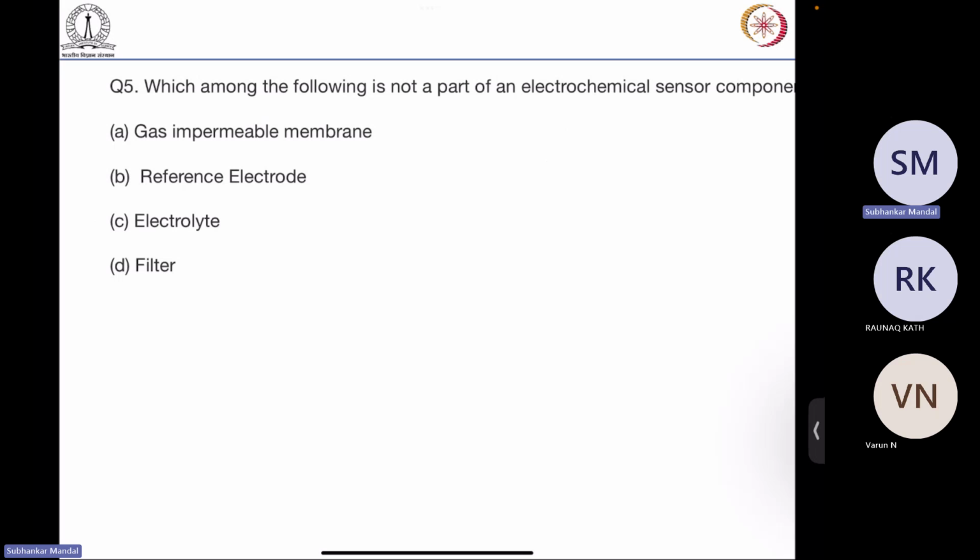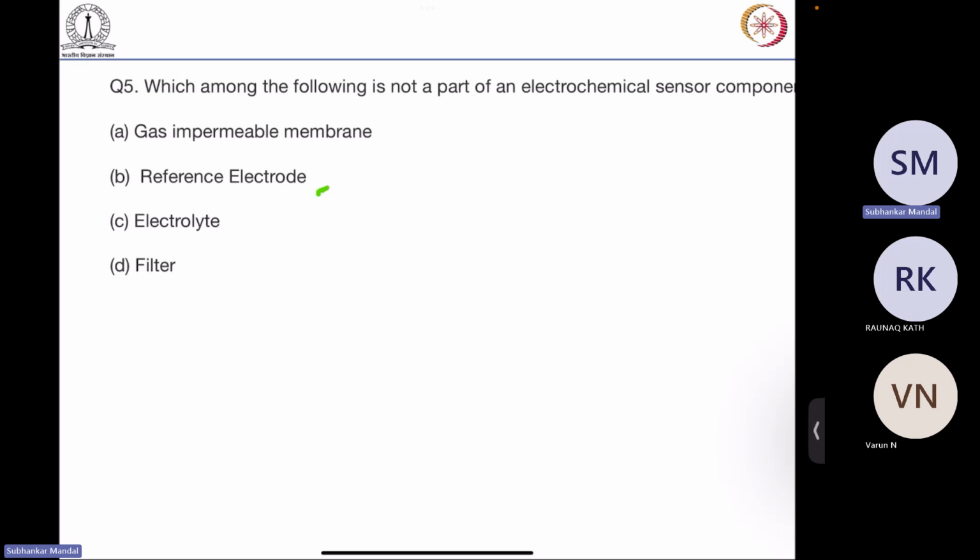Which among the following is not a part of an electrochemical sensor component? Option A, gas impermeable membrane; option B, reference electrode; option C, electrolyte; option D, filter. Varun has written B. Are you telling B for question number 5?